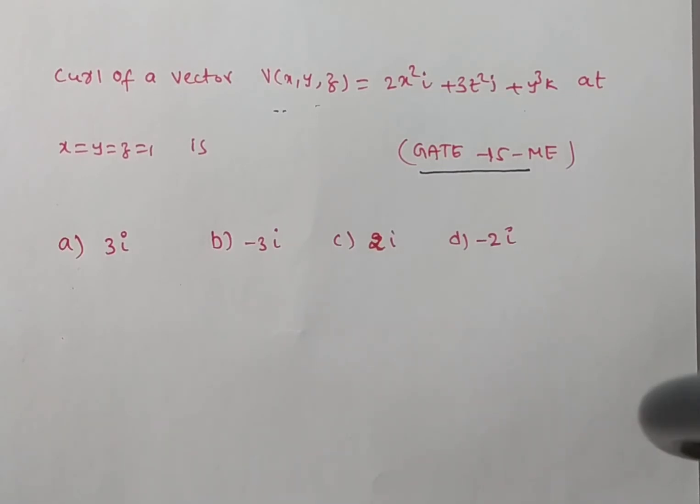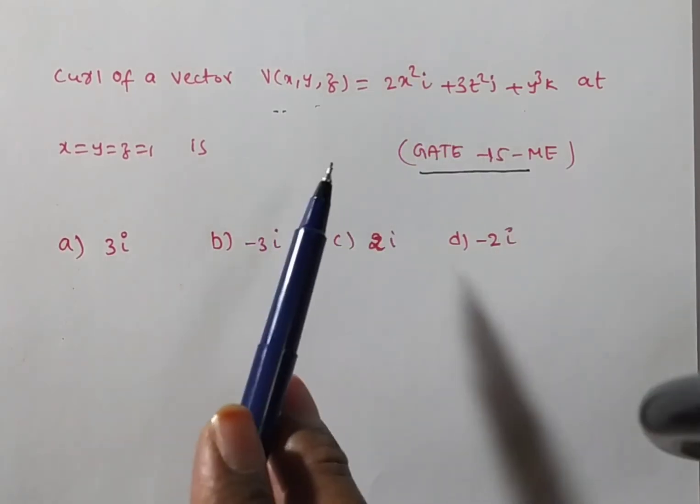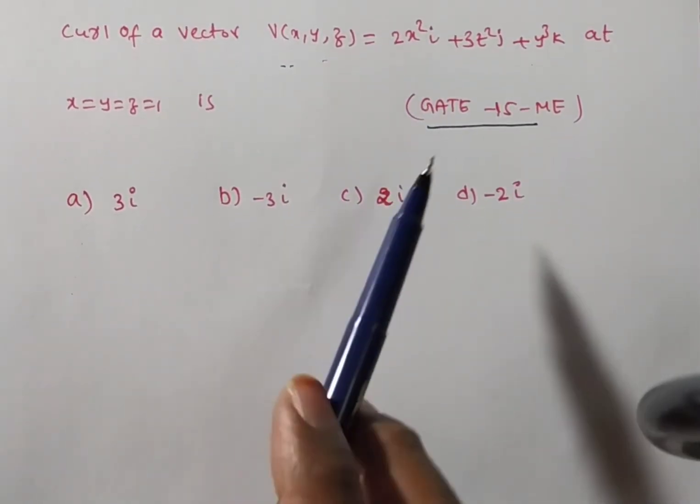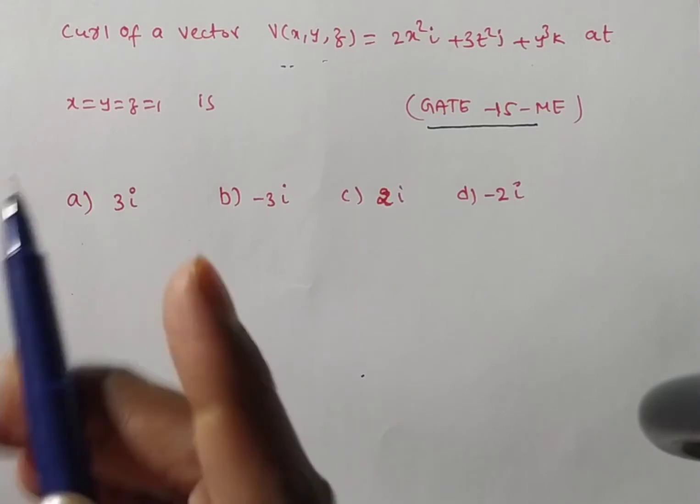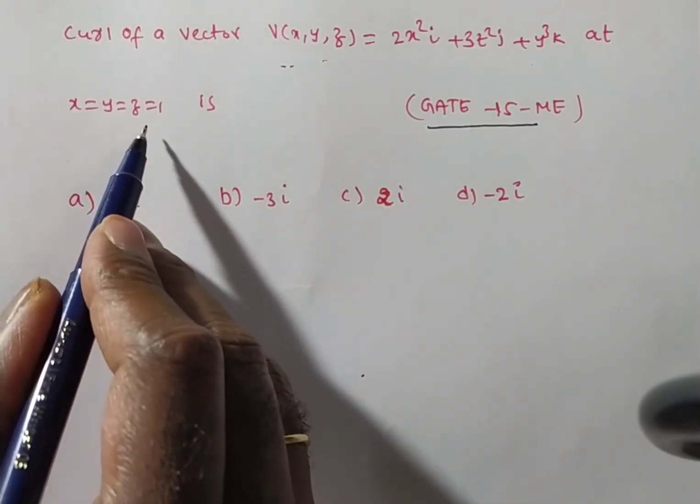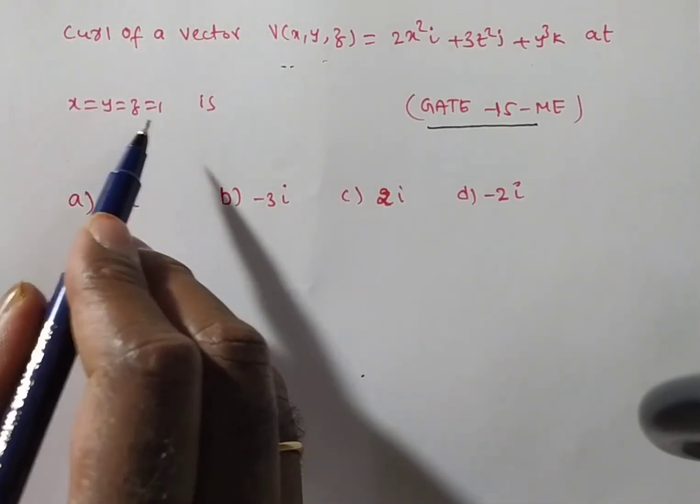Now what we have to find? Curl of a vector. Are they given a vector? Yes, they are given a vector directly. Now, where we require to find it: at one point. What is the point here? x is equal to y is equal to z is equal to 1. They are given x value 1, y value 1, z value 1.